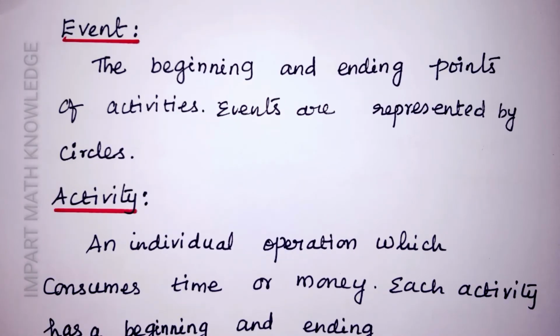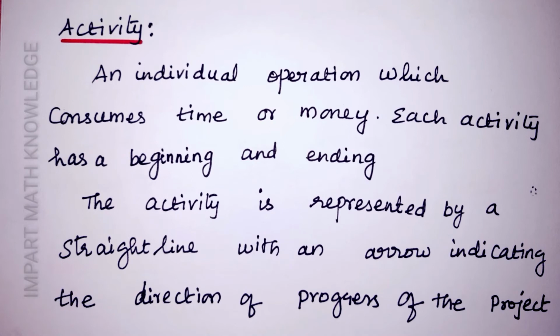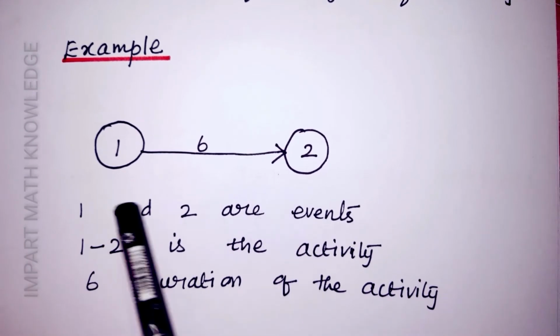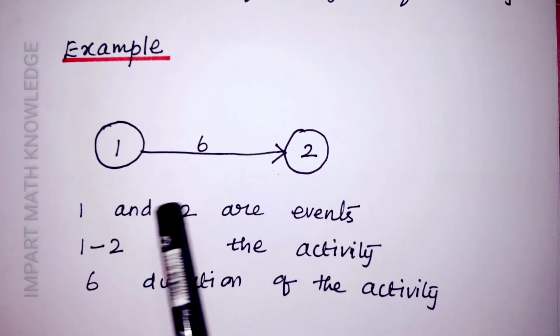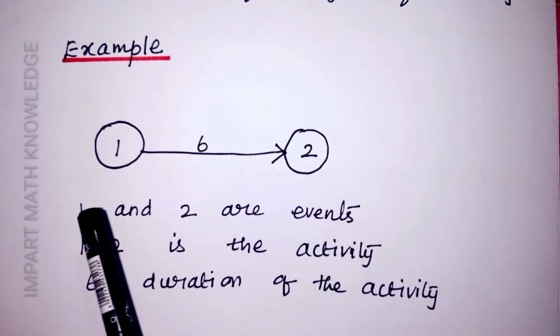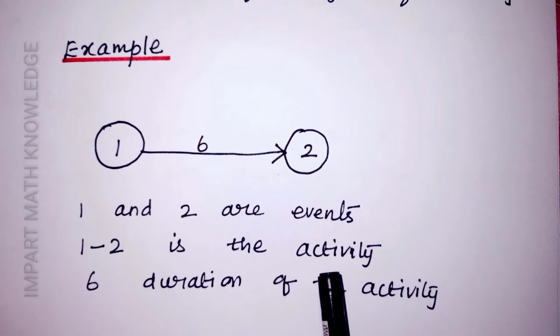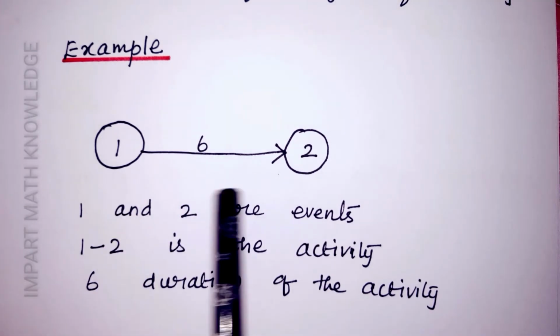Next one, events. This is the beginning and ending points of activities. Events are represented by circles. The other name of events is nodes. Activity: this is nothing but an individual operation which consumes time or money. The activity is represented by a straight line with an arrow indicating the direction of progress of the project. The circle one we call nodes. First one is the initial node and the second one is the terminal node. 1, 2 is the activity. 6 is the duration of this particular activity.